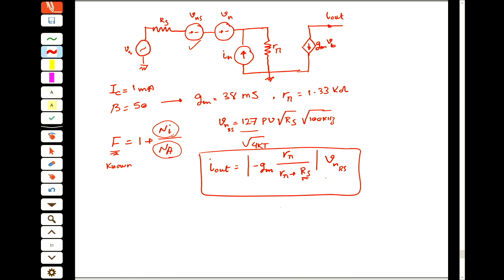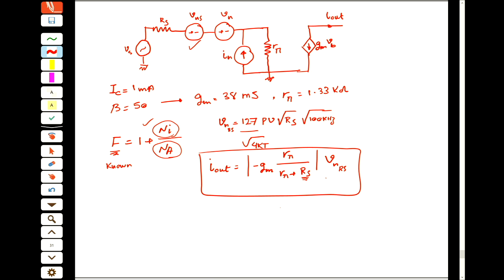This RS is different in two cases. In the first one it is 50 ohm, in the second one it is 500. You know the value for r pi, you know the value for gm, and we know the value for the VN of RS, 127 picovolt times the square root of RS, which is different for the two cases, and we can find the NI at the output.